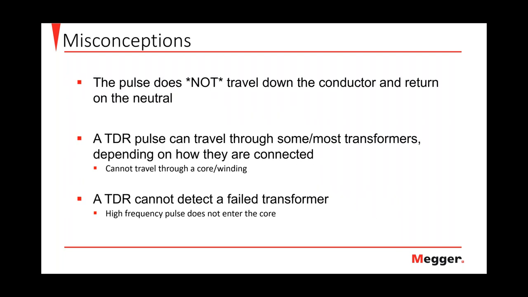So some common misconceptions. The pulse doesn't travel down the conductor and return on the neutral. The pulse travels down the cable and it's reflected off of discontinuities within that cable. Another one is that a TDR pulse can't travel through transformers. Some people think that you have to disconnect the transformers.